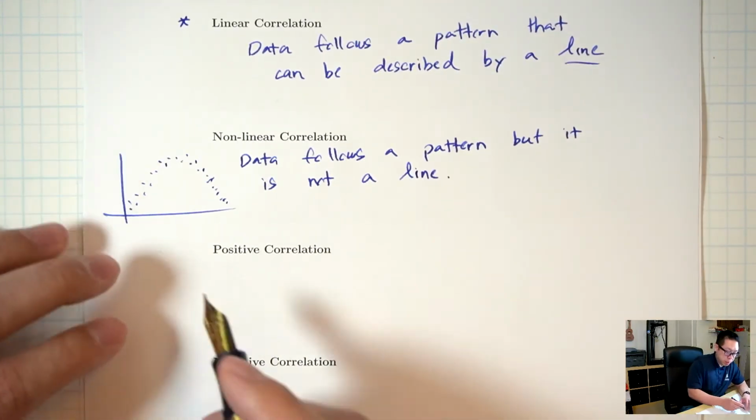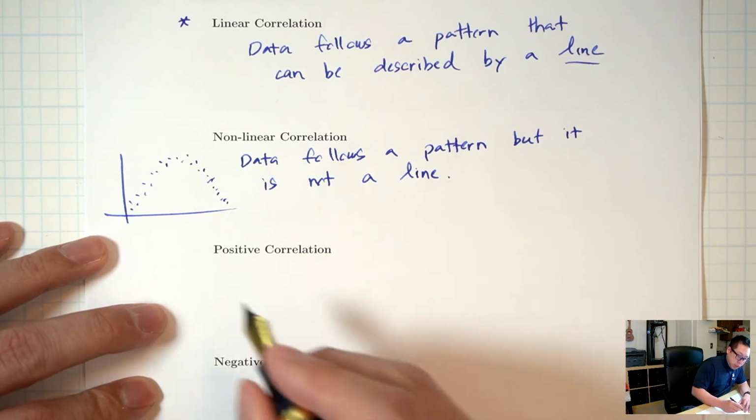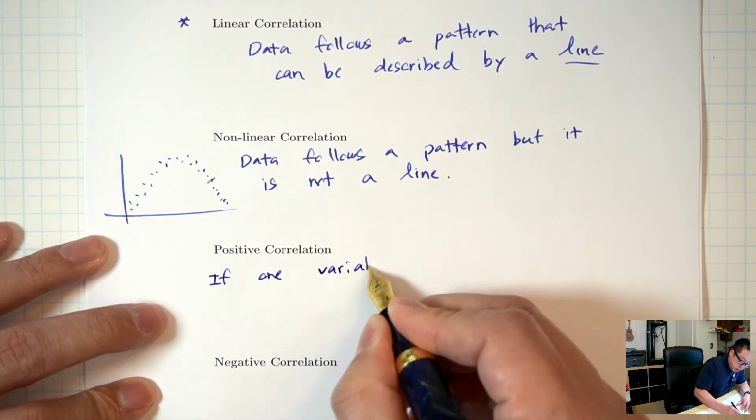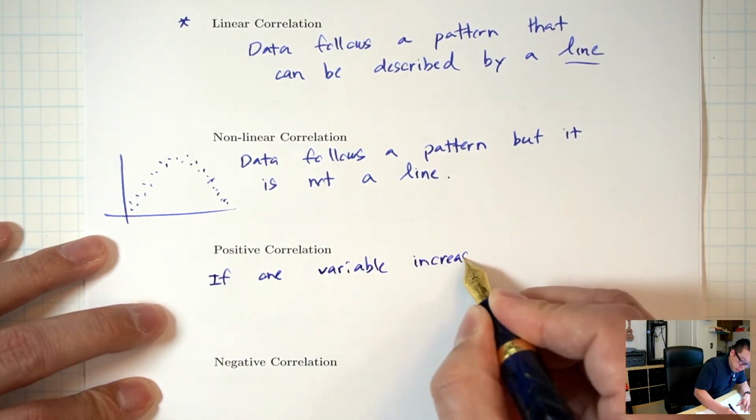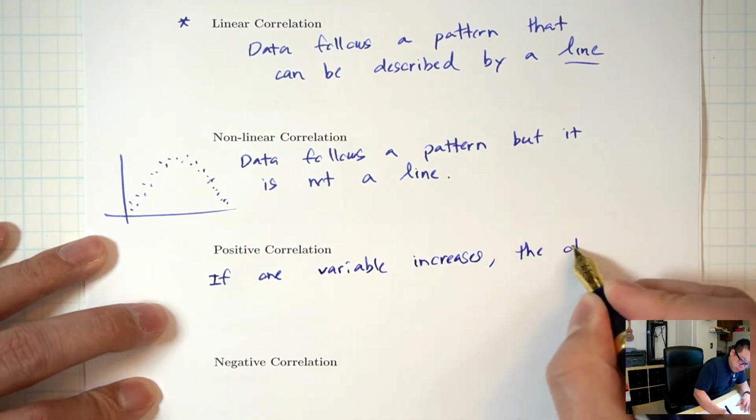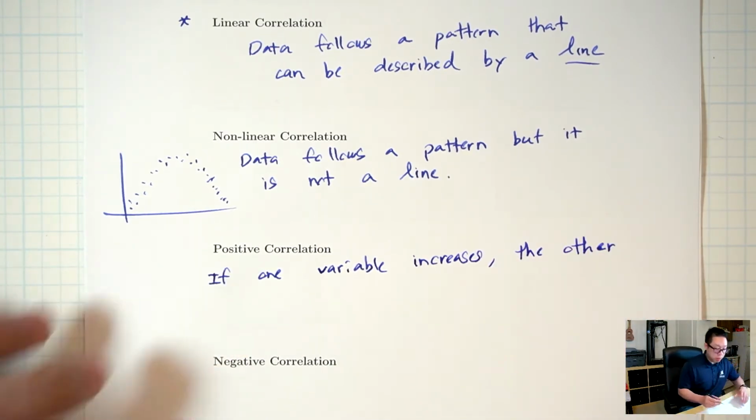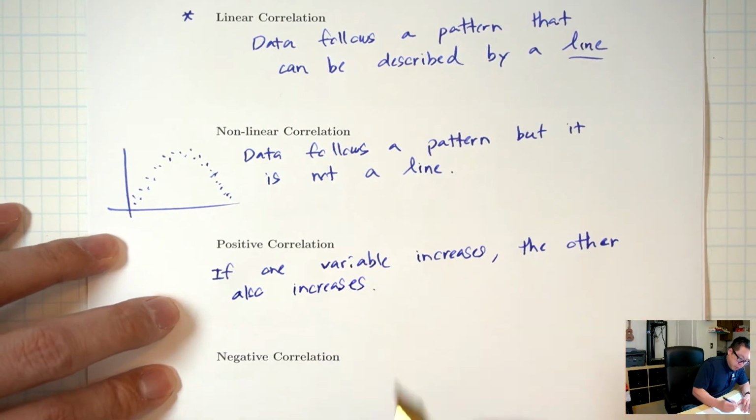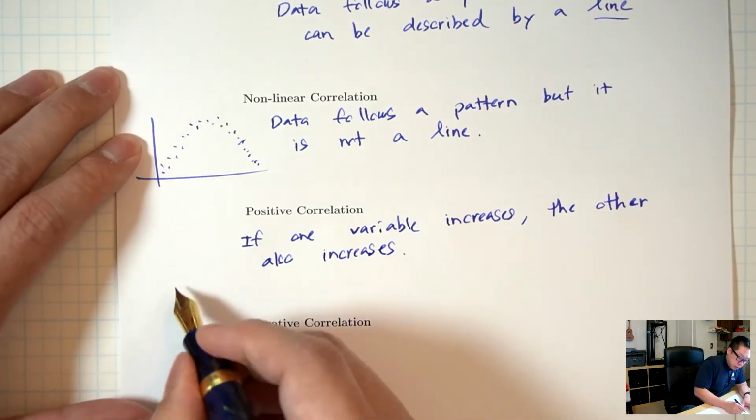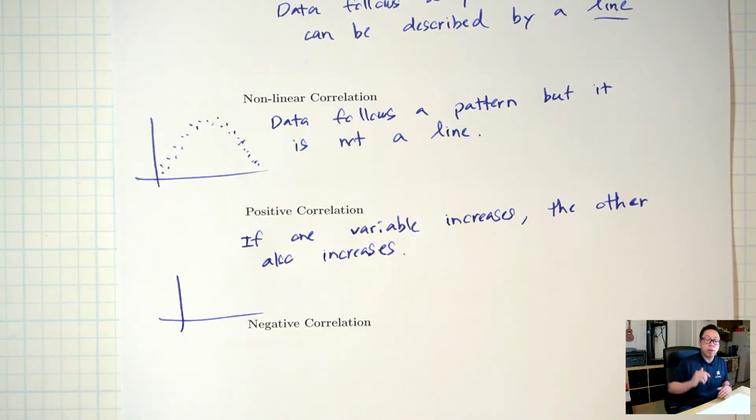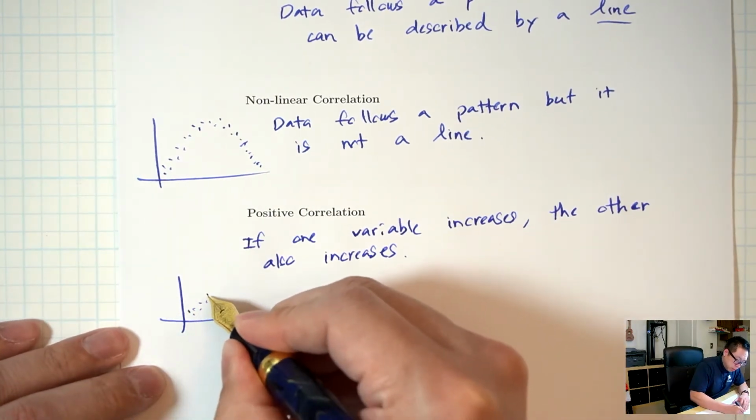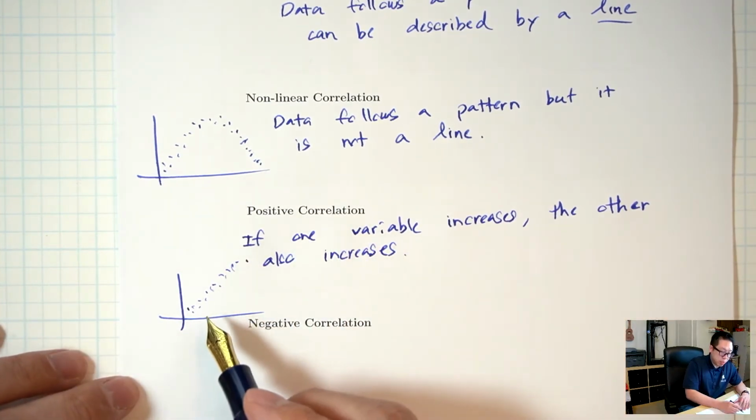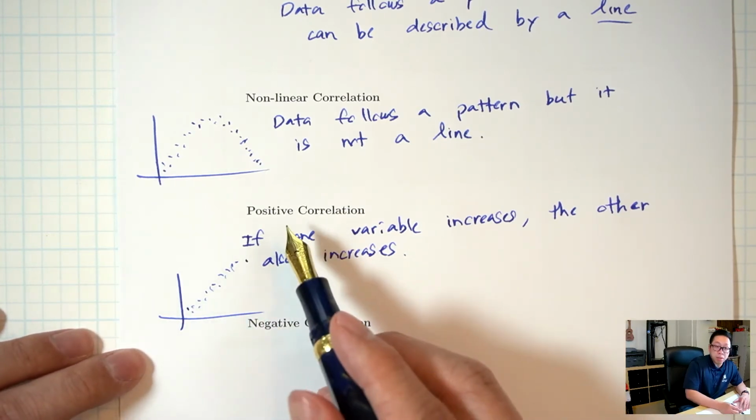Some other terminology, positive correlation. Positive correlation is where if one variable increases, the other also increases. Visually on the graph, this looks like the graph goes upward from left to right. For example, something like that. The graph is going upward. So this is an example of a linear correlation because it looks like a line, and it's positive because it's going upward.